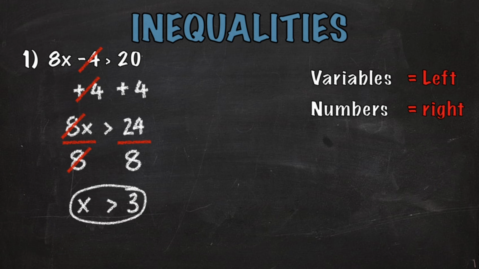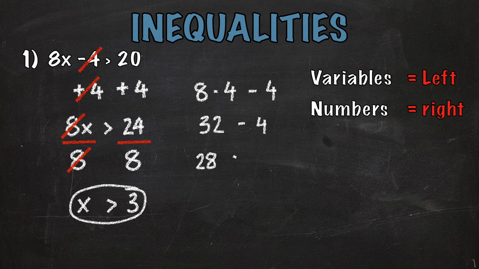Now, let's use a value that is greater than 3 to make sure that this is correct. So let's use 4. So 8 times 4 as the replacement for x, minus 4. 8 times 4 gives us 32, minus 4 gives us 28, which is greater than 20. So this means that we are correct here.